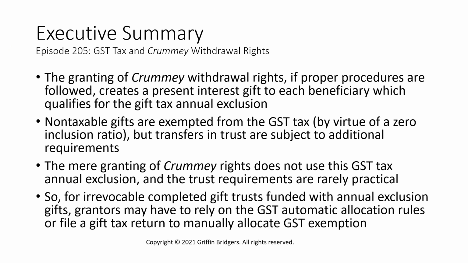When it comes to the generation skipping transfer tax, the rules are a bit different. In general, non-taxable gifts are exempted from the GST tax by giving them a zero inclusion ratio. But there's specific statutory authority which disqualifies transfers in trust from this bare GST zero inclusion rule. And the mere granting of Crummey rights doesn't meet the requirements for this GST tax annual exclusion. The trust requirements to qualify for that exclusion are rarely practical. So, in most cases, for irrevocable completed gift trusts that are funded with annual exclusion gifts, grantors may have to rely on the GST automatic allocation rules or file a gift tax return to manually allocate GST exemption for each year that annual exclusion gifts are made.